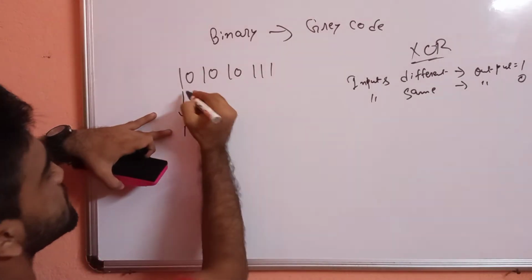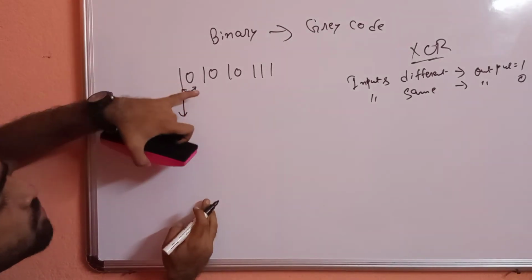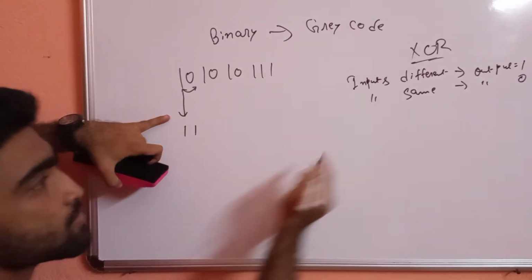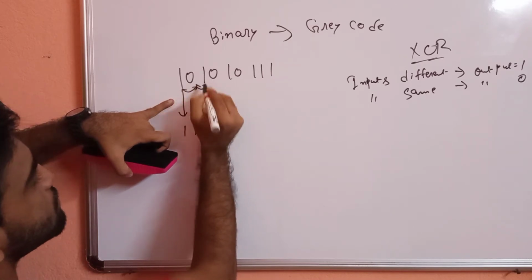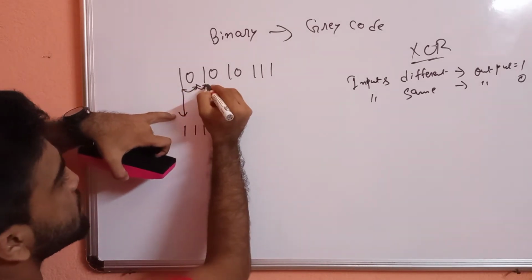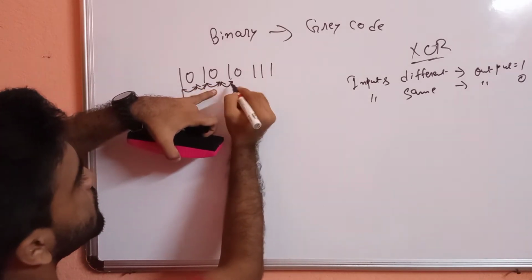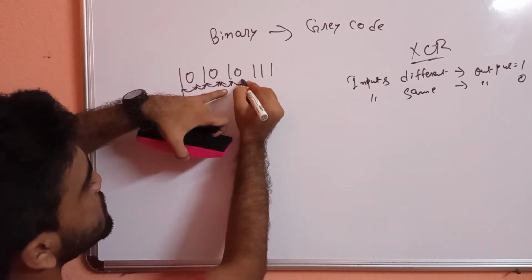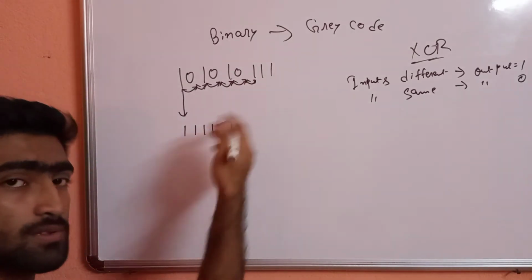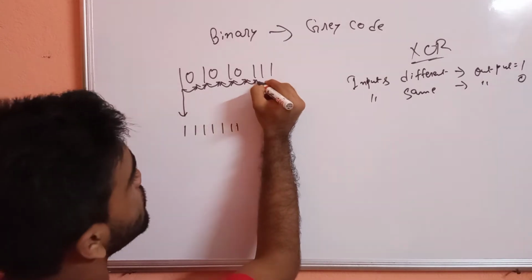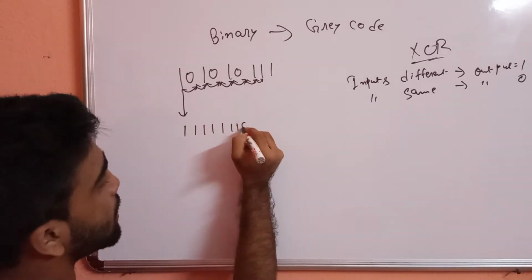First bit as it is, then we will do XOR with these two. The inputs are different, so it will be 1. Input different, output 1. Then again this with this, 0, 1, again 1. Then again these two, again different, again 1. Now these two, again different, again 1. Again these two, again different, again 1. Now again these two, inputs different, again 1. Now these two, carefully watch it, inputs are same, both are 1, output will be 0.